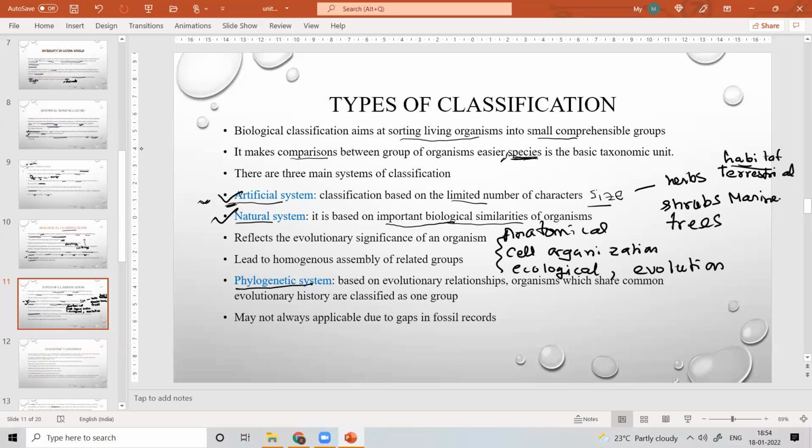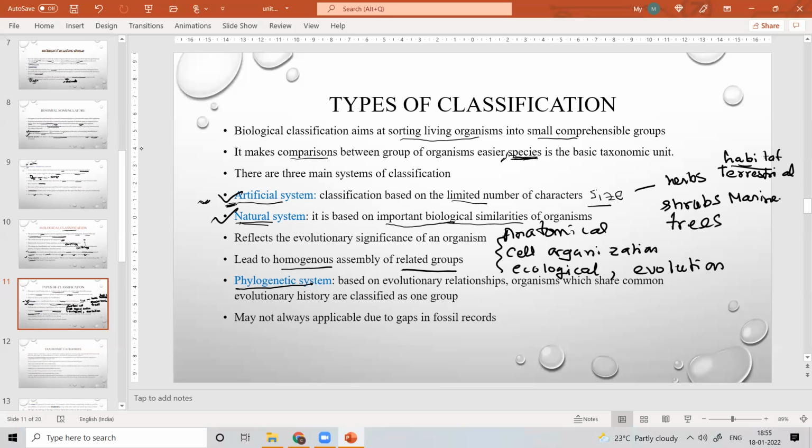And it leads to a homogeneous assembly of related groups. Based on the number of related characters, we sort organisms into one group. That means only similar kinds of organisms will come into the same group. That is acceptable. This natural system still exists, and the artificial system of classification no longer exists.